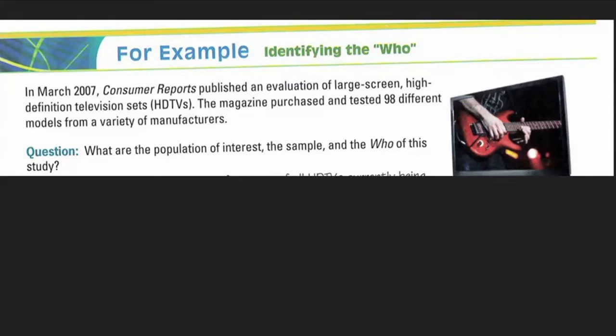In March 2007, Consumer Reports published an evaluation of large screen, high definition TV sets. The magazine purchased and tested 98 different models from a variety of manufacturers. What are the population of interest, the sample, and the who of this study? So something we'll just mention now is that who and sample are just the same thing. The who is who we collect data about, which is the sample. So basically, we're just saying what's the population, what's the sample.